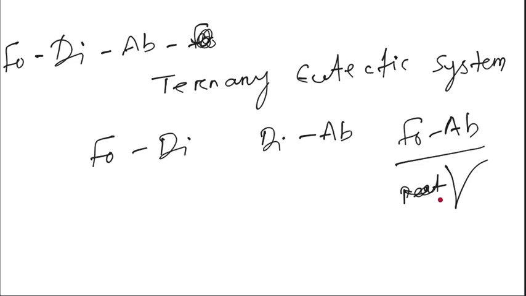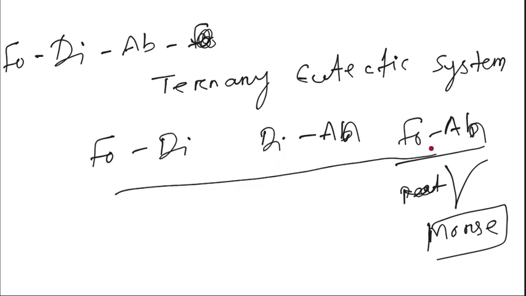If you want to know how the spinel phase comes, that is not of importance actually, so you can follow Morse's book if anyone is interested in knowing more. So forsterite, diopside, albite, or sorry, anorthite: forsterite, diopside, anorthite. So these are all eutectic.